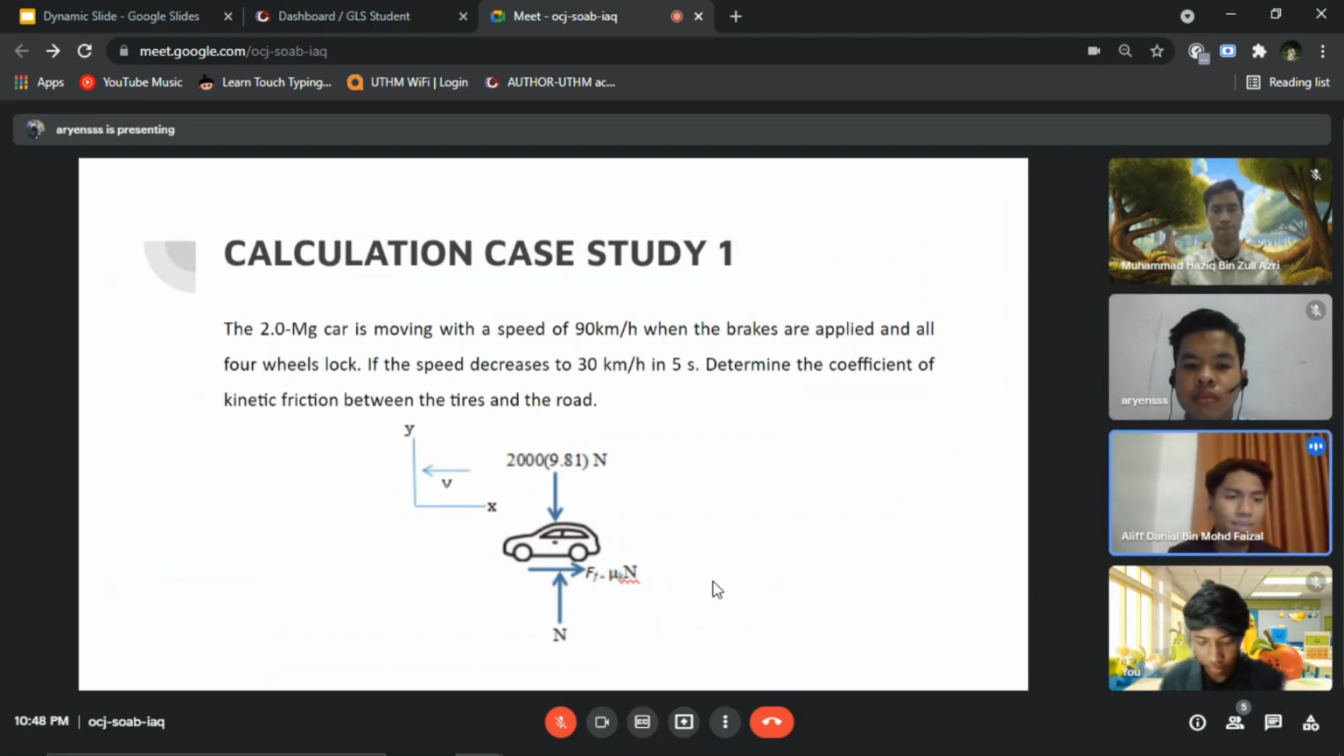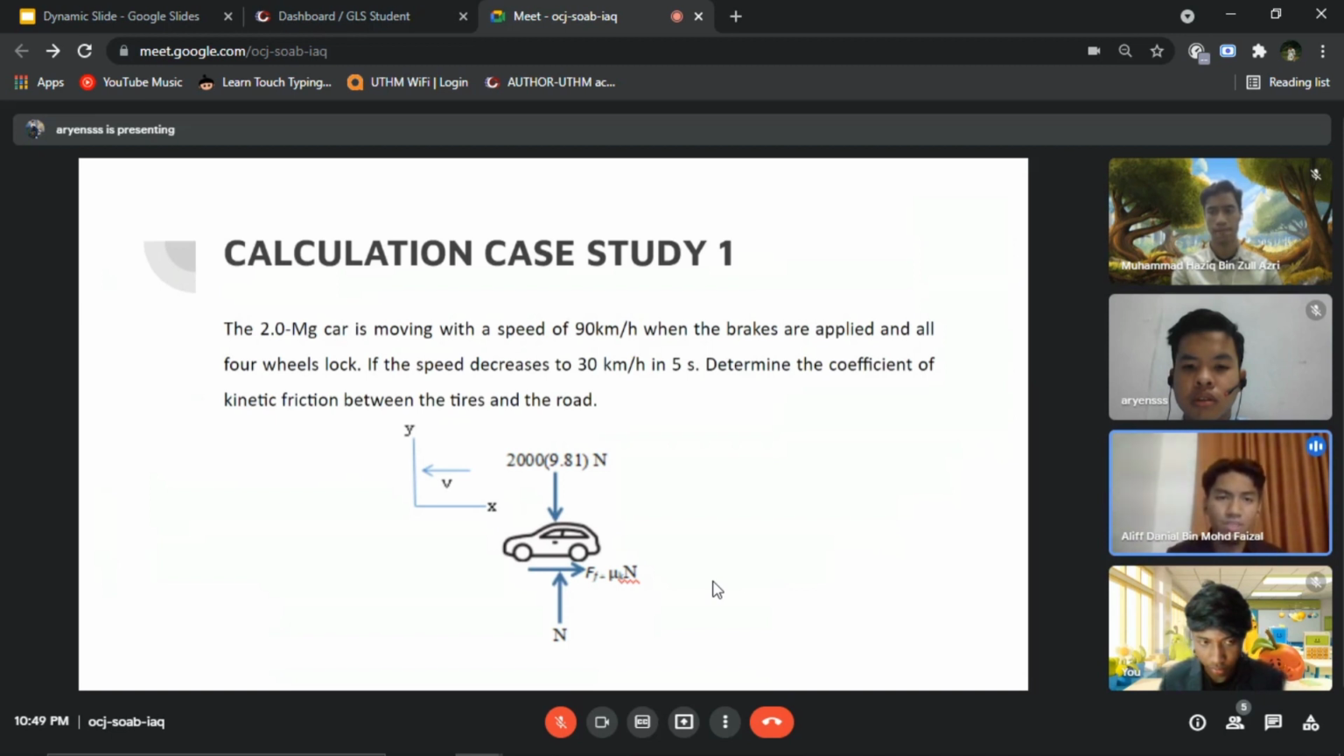So the question is, a 2.0 megagram car is moving with a speed of 90 km per hour when the brakes are applied and all four wheels lock. If the speed decreases to 30 km per hour in 5 seconds, determine the coefficient of kinetic friction between the tires and the road. Alright, first of all, we need to draw the free body diagram based on the given situation to facilitate the calculation while answering the question.